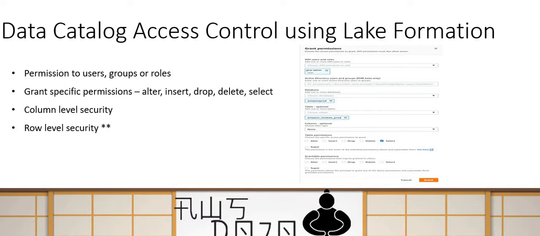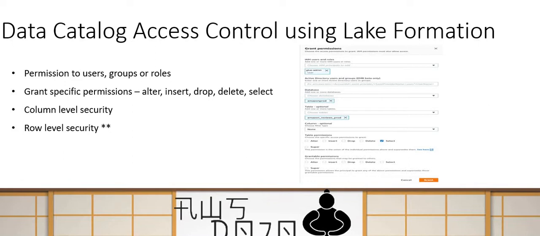Now you can also provide different specific permissions from the action point of view, whether you want to alter the catalog, or insert data, or drop the catalog, or delete data, or simply select data. Depending on what you want to do, a user or a group or a role can be given a specific permission. You can provide column level security. Suppose you want to give select permission, but you don't want to give permission for the entire table. You want to give it for just 2 columns or 3 columns. You can do that with column level security.